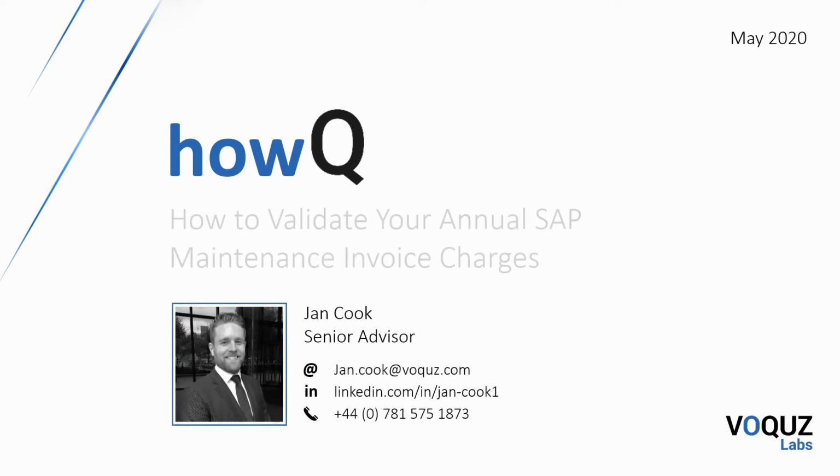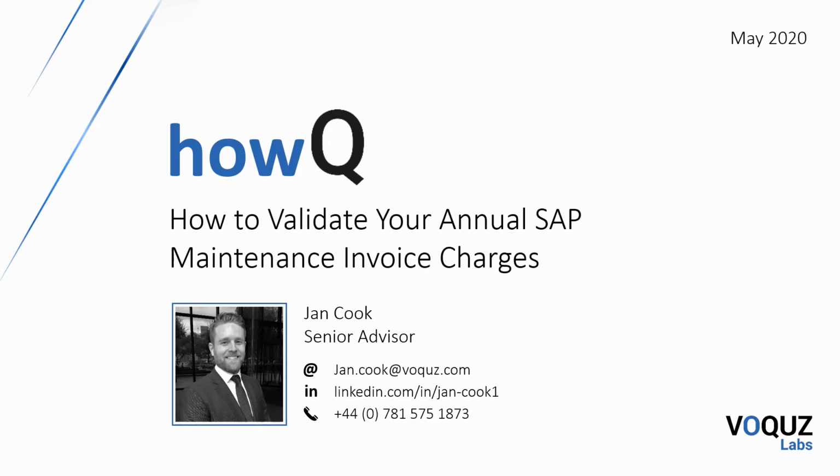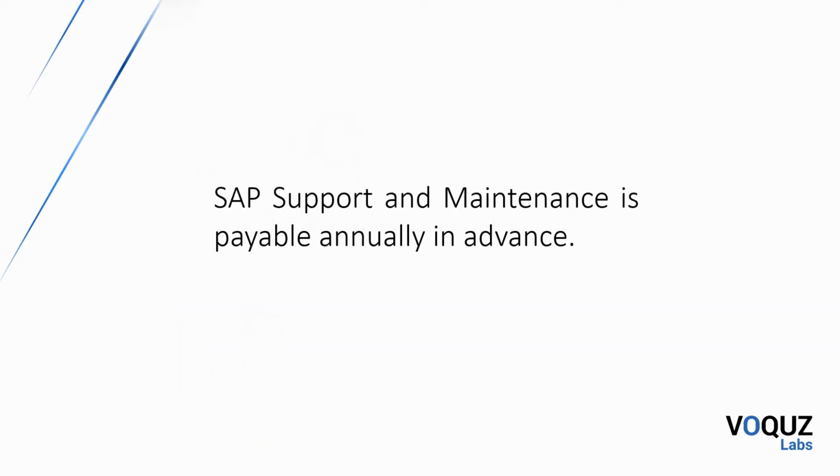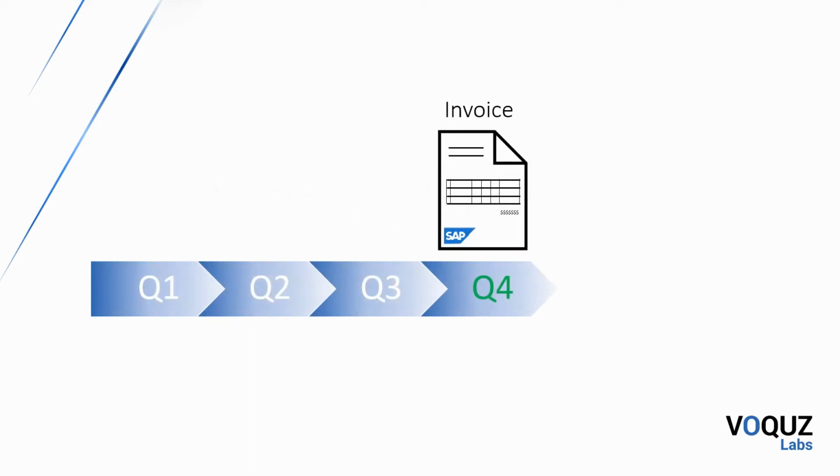Today I'm going to be explaining how to validate your support and maintenance invoice charges for SAP. SAP Support and Maintenance is payable annually in advance. SAP customers are usually invoiced for their annual support and maintenance renewal in Q4 in advance of year end, but how can you be sure your invoice is correct and that you're being charged the correct amounts?